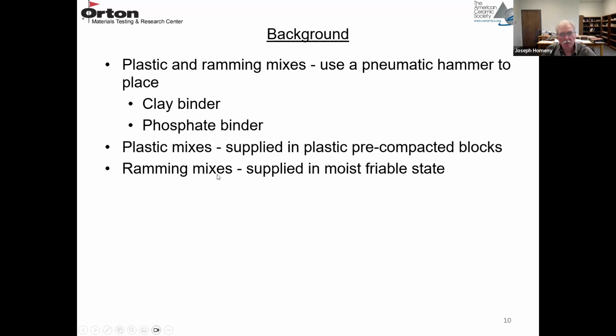The ramming mixes are loose powders, so they're supplied usually moist in the friable state. Those powders are compacted with a pneumatic hammer.